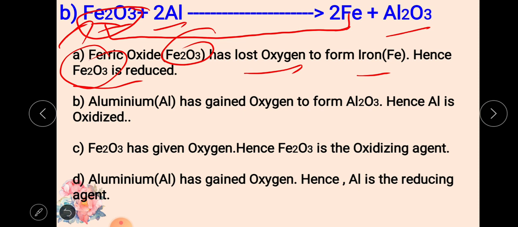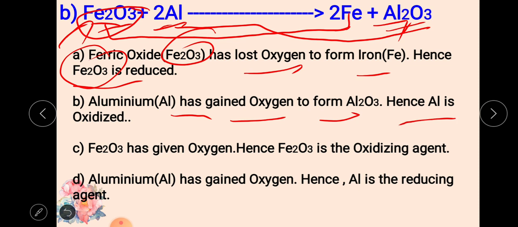Next, aluminium. Aluminium has gained oxygen to form aluminium oxide, which means aluminium is oxidized. Before it was only aluminium, but after adding oxygen it becomes aluminium oxide. So it is oxidized. Oxygen is added to aluminium. The aluminium oxide formula is Al2O3.